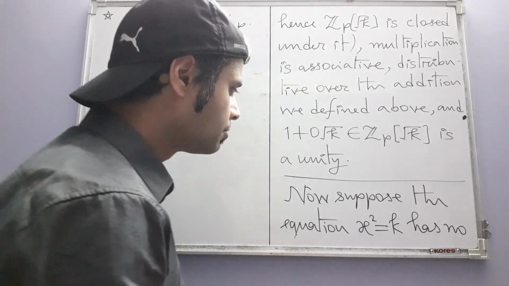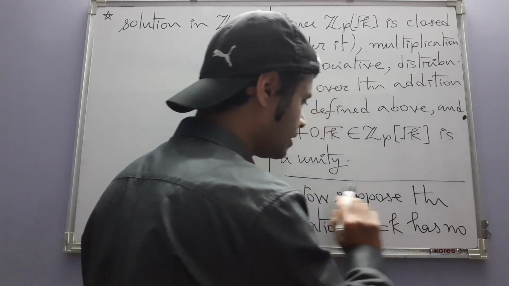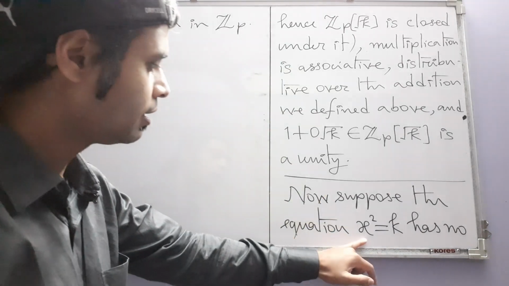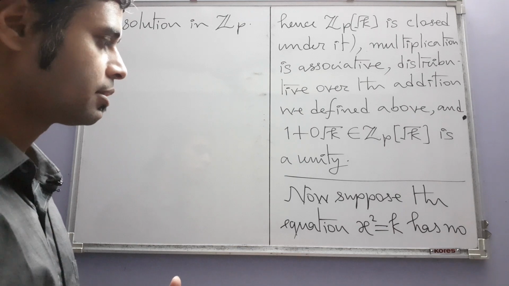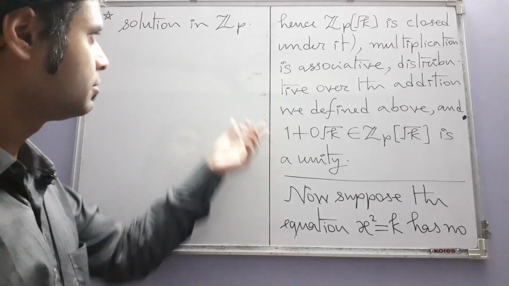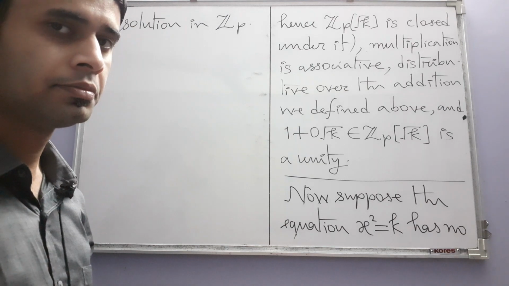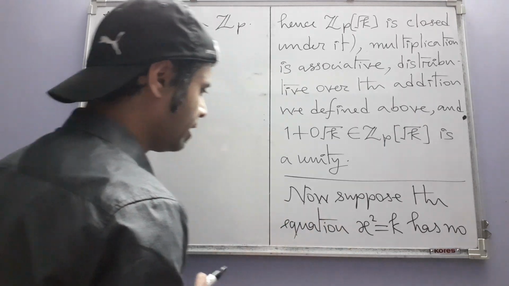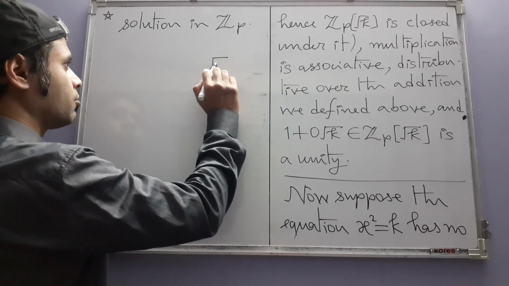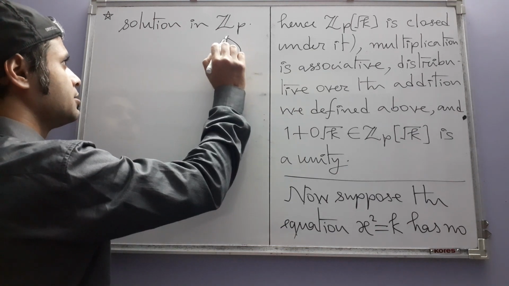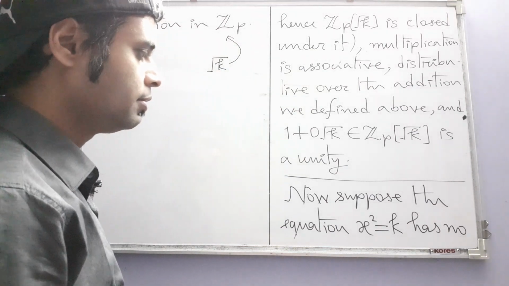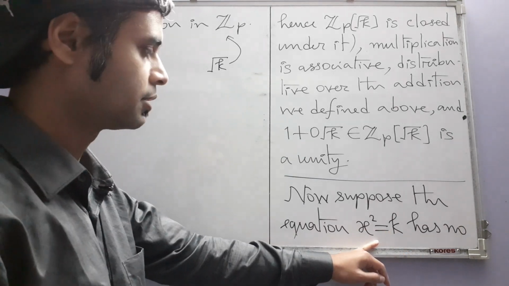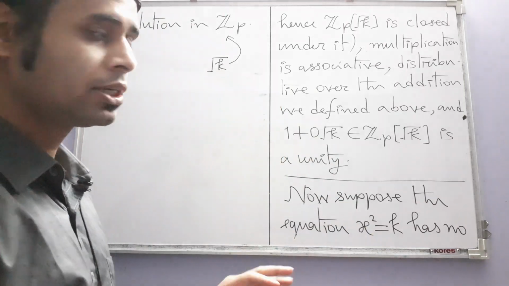Okay. Now, given the positive integer k, it may or may not be the case that there is an element x in Z_p such that x square is equal to k inside this system. Okay, it may or may not happen. Another way of saying the same thing is that square root of k may not exist in Z_p. If it exists, then this equation has a solution, and that solution will be called square root of k.